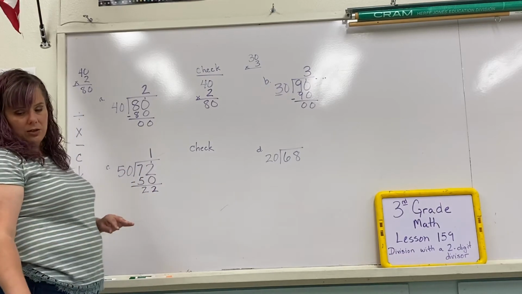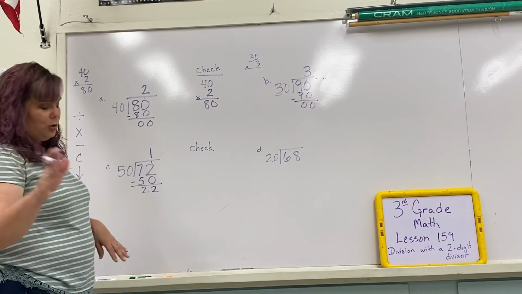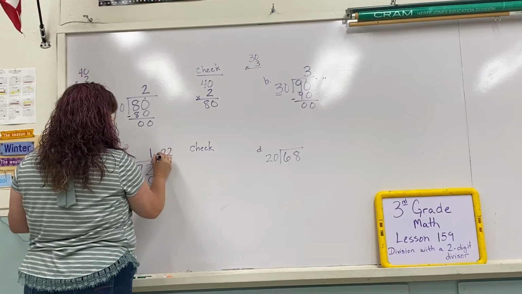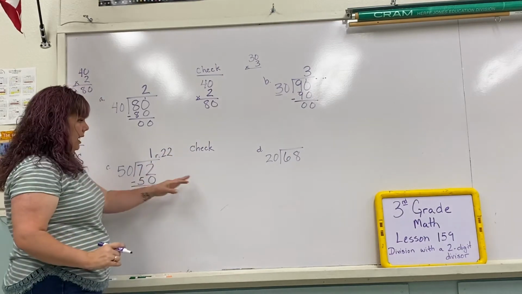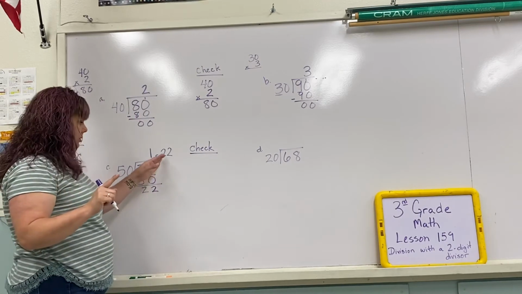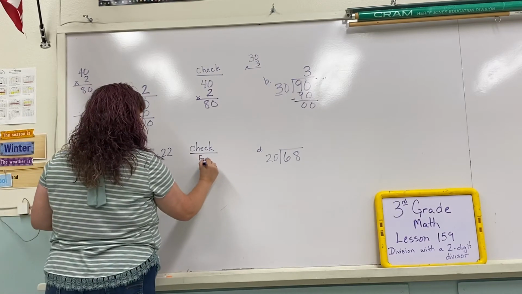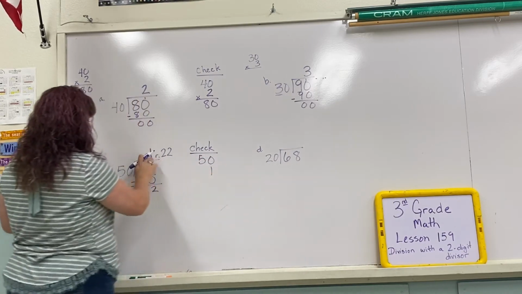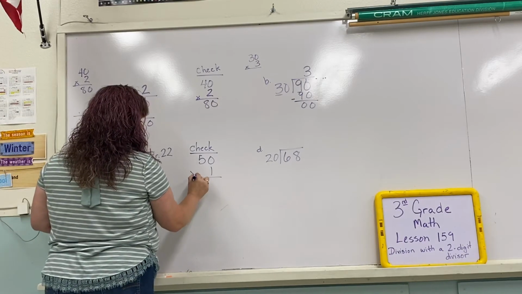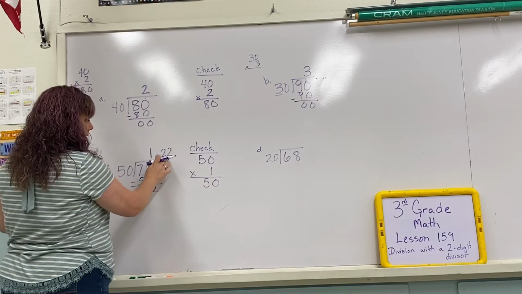Now, it doesn't say in the directions to write your remainder as a fraction. That's good. So we're just going to write it R22, remainder 22. Okay, now we're going to check it. We're going to remember how to check when there's a remainder. Okay, first, you multiply 50 times 1. Then remember, we add in our remainder.